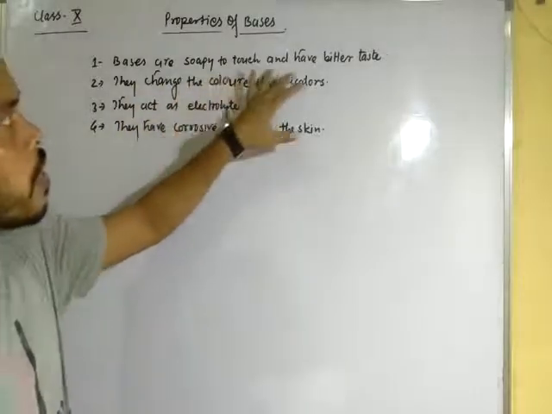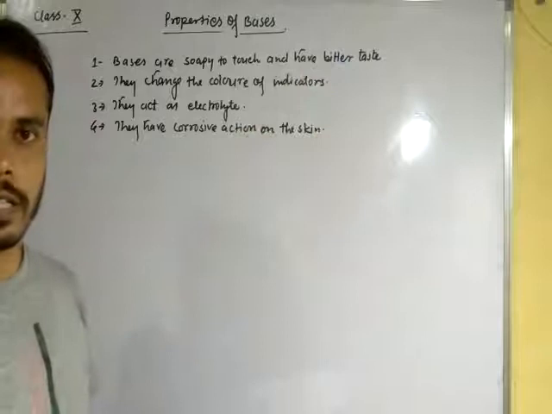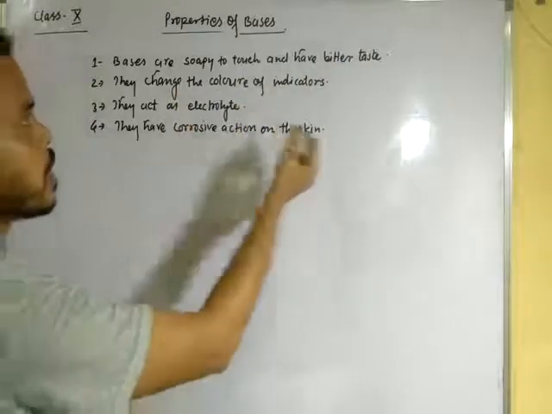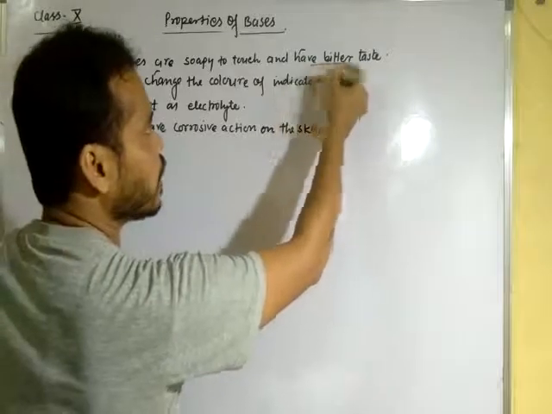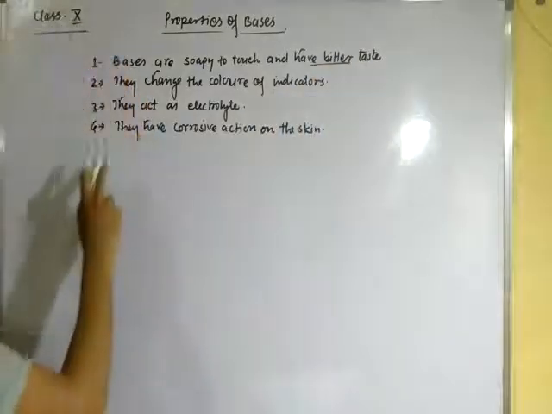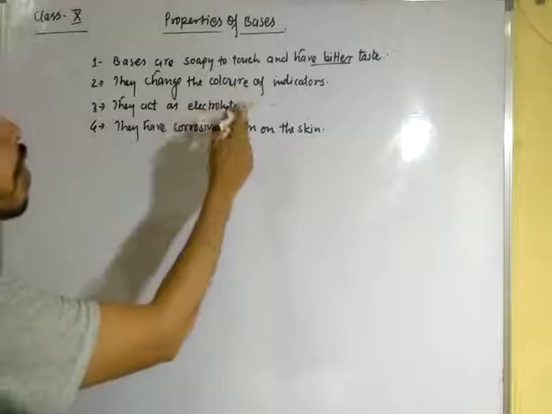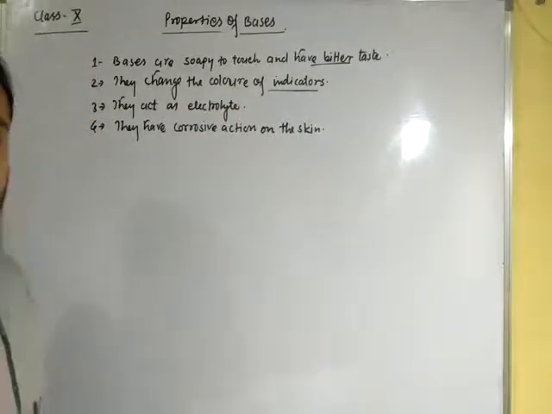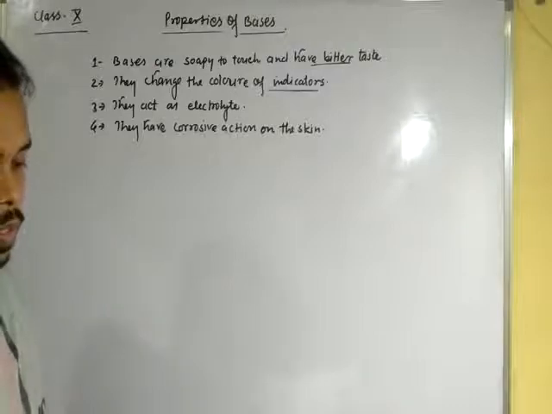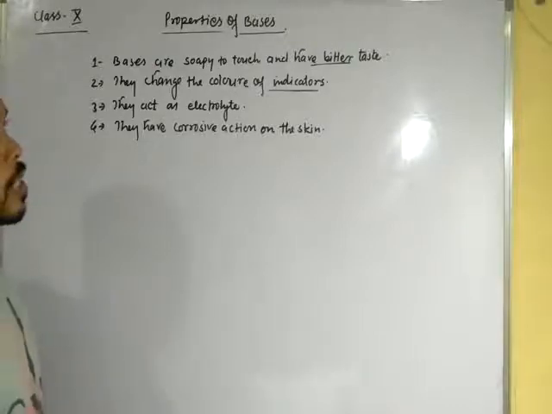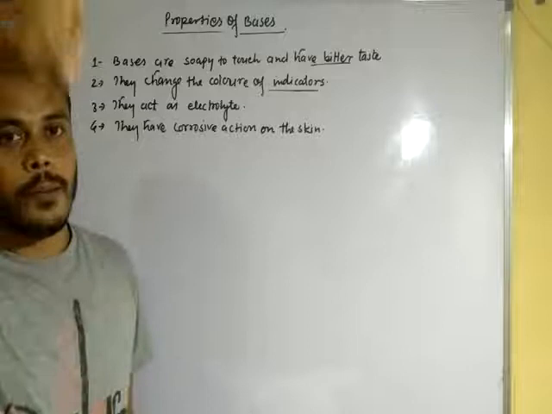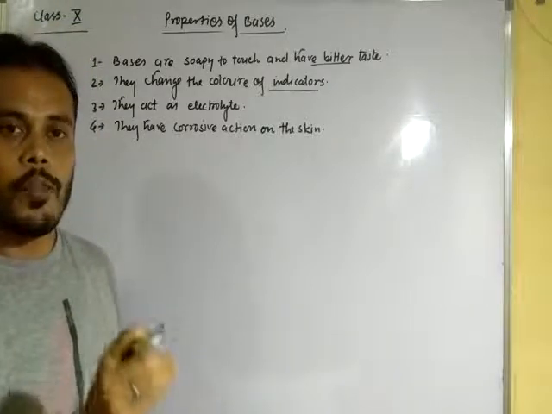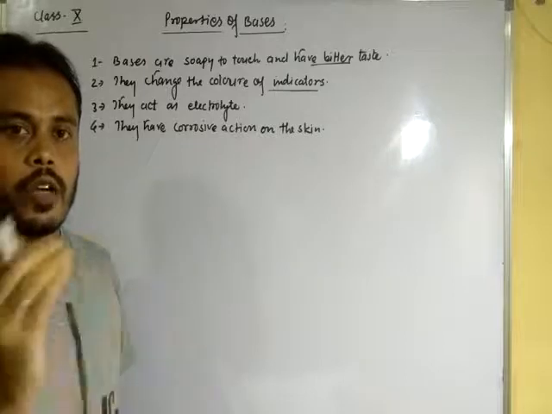Bases are soapy to touch and have a bitter taste. That means the taste of bases is bitter. Next, they change the color of indicators. That means bases change the color of indicators. You know the red litmus paper, when dipped into bases, the color of litmus paper changes from red to blue.